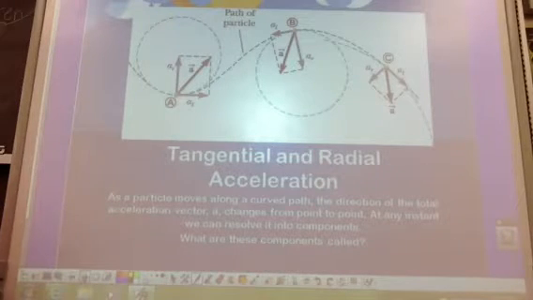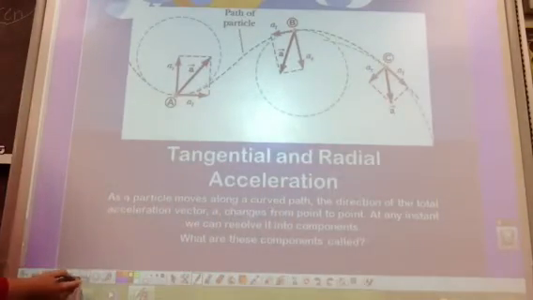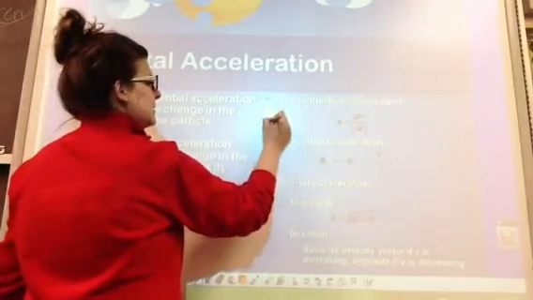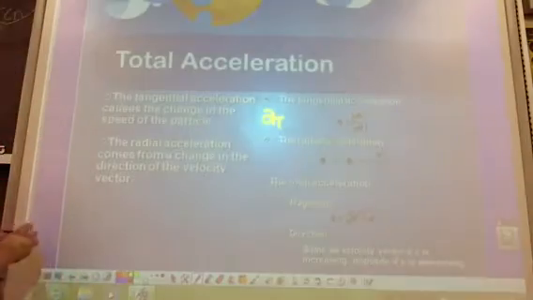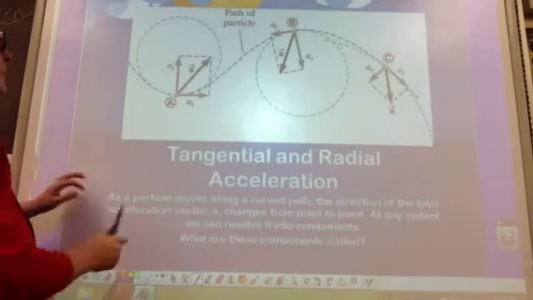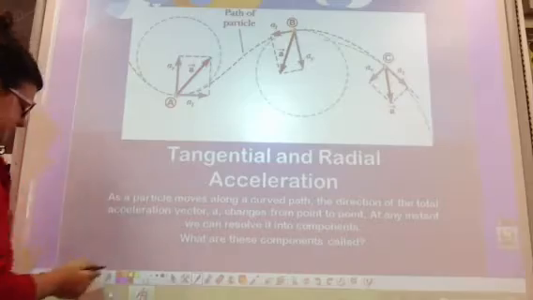And what are these components called? These components are going to be called the tangential and radial acceleration. So for the tangential acceleration, that causes the change in the speed of the particle. Now, the tangential component is AT, so we're going to symbolize that as A subscript T. And AT is going to be perpendicular to the radius. So if we go back to our picture here, my tangential acceleration is perpendicular to the radius.